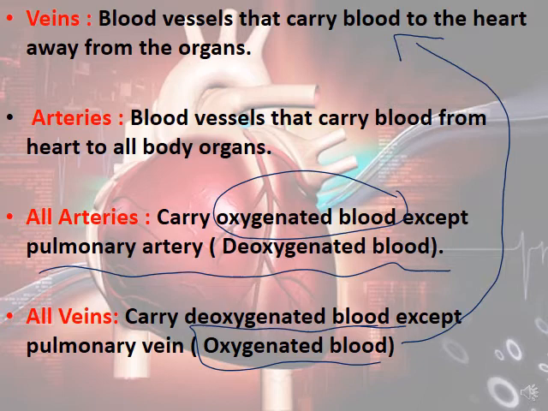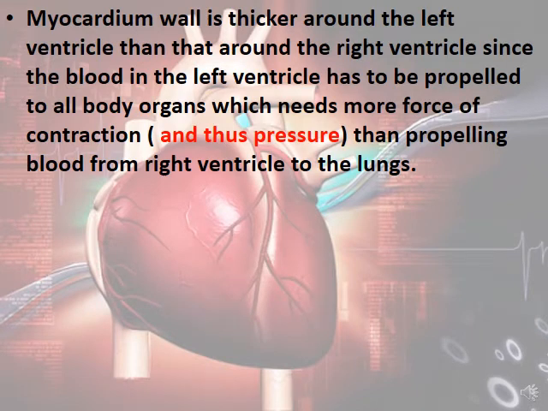Myocardium, it has an important note: the myocardium is thicker, as we see here, around the left ventricle than around the right, since the blood in the left ventricle has to be propelled to all body organs. This propulsion, this pushing of the blood to all the body organs, needs energy. It needs more pressure, so more force of contraction. So it should be thicker to withstand and work under this high pressure. While the right ventricle is propelling the blood to the lungs.